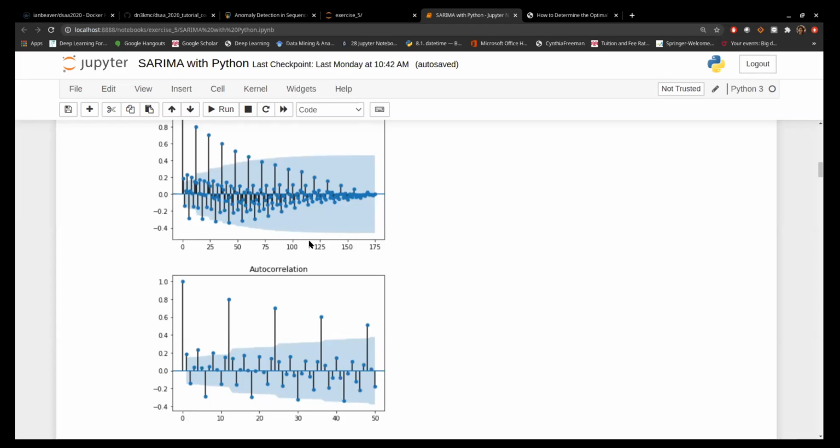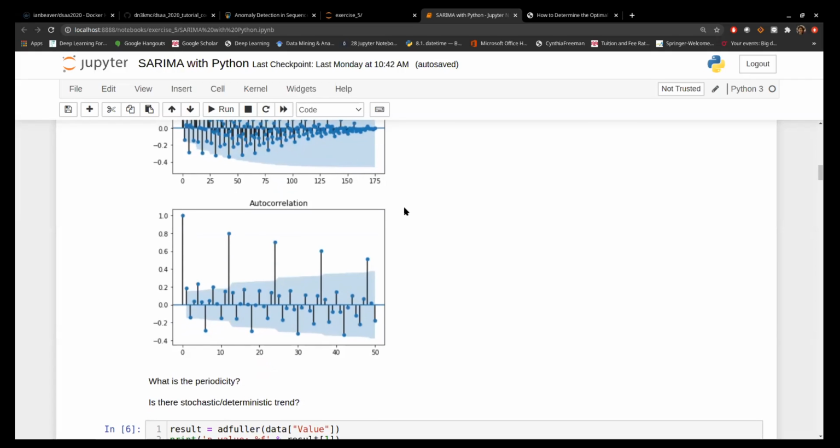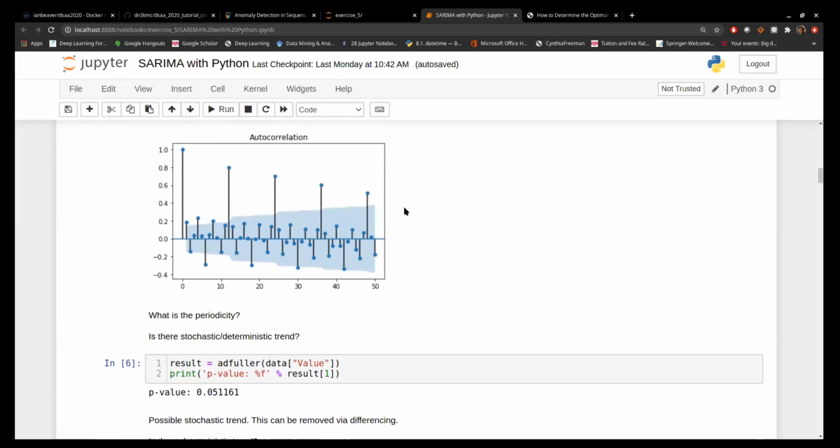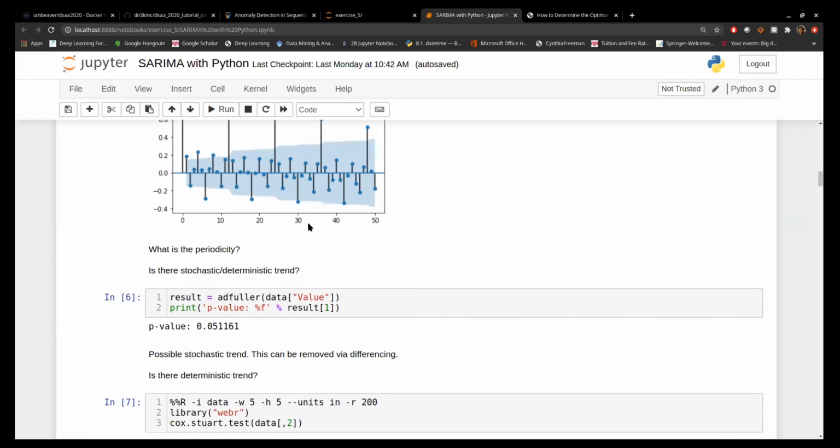Now the next question is, do I need the I part of SARIMA? In other words, do I need a difference due to trend? So remember, before we were looking at stochastic and deterministic trends in exercise 2, where differencing helps us get rid of stochastic trend and detrending helps us get rid of deterministic trend. Running the augmented Dickey-Fuller test, I get a p-value greater than 0.05, so we might have stochastic trend. And then the next question is, do we have deterministic trend?